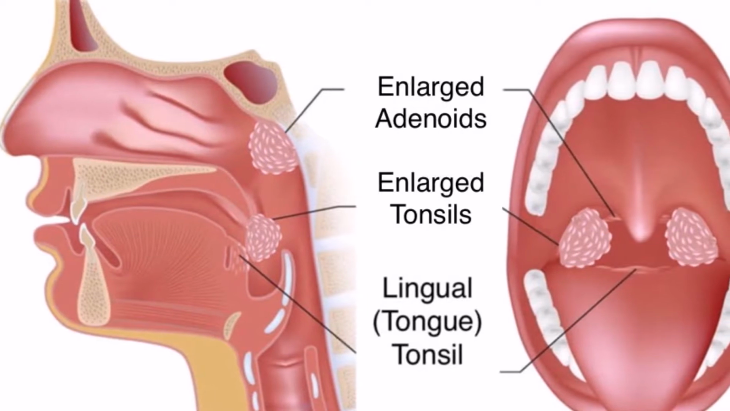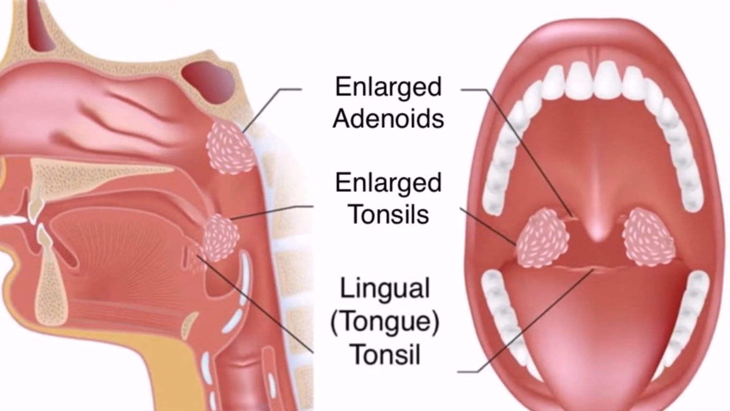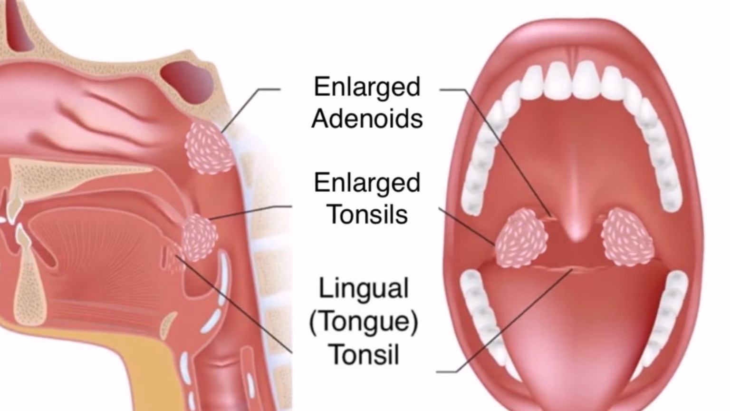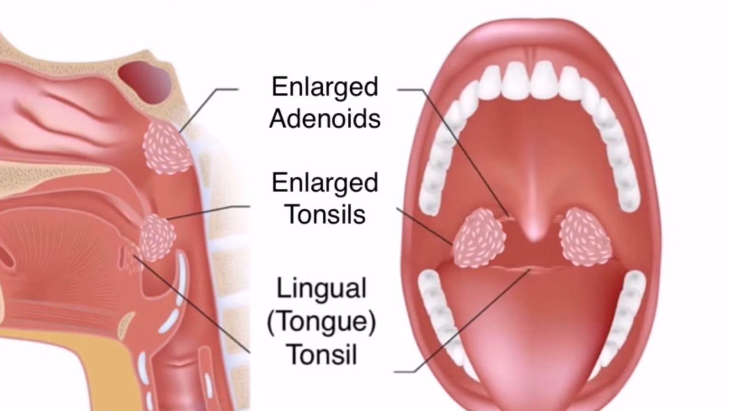The second set is the palatine tonsils, which lie in the posterior of the oral cavity. Lastly, there are numerous lingual tonsils, which are concentrated in patches on each side of the base of the tongue.